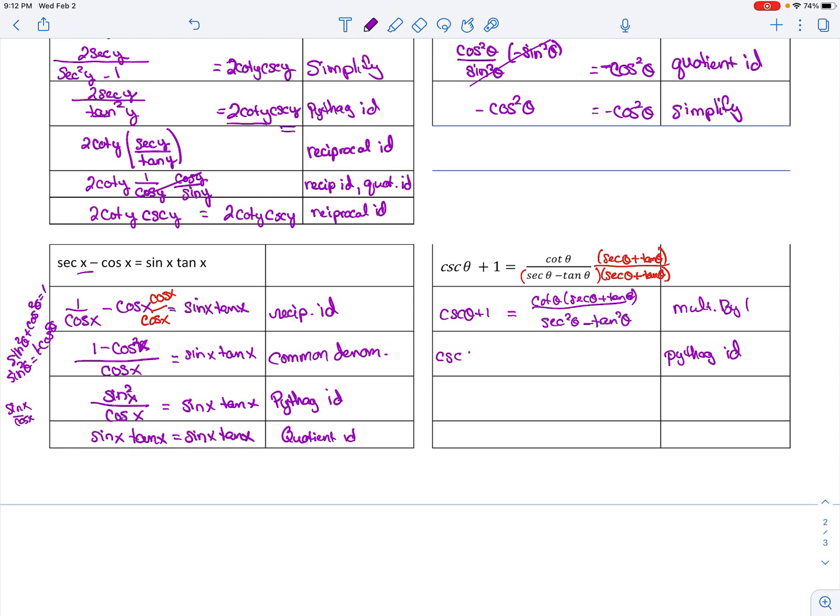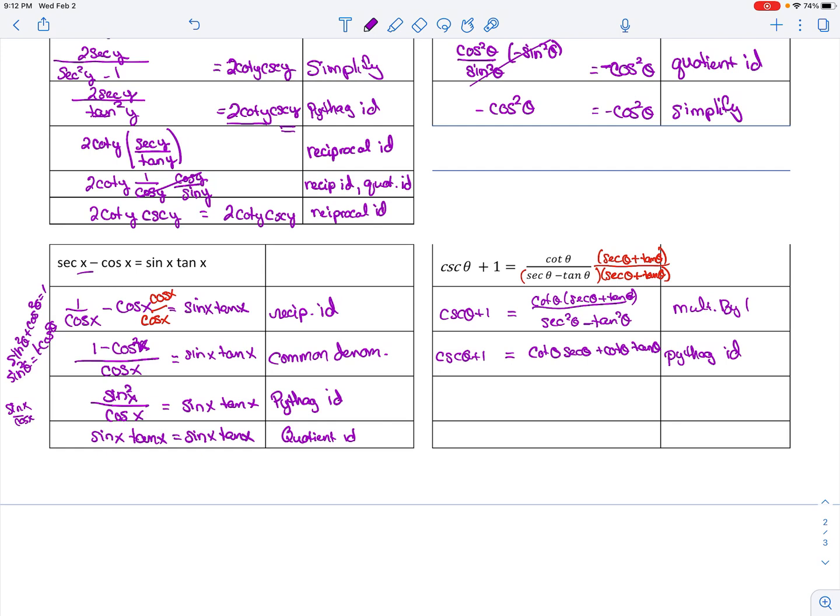So we're still trying to get a cosecant of theta plus 1, but now we've eliminated the denominator, it's plain old 1, and let's distribute our cotangent of theta times everybody. So we'll have a cotangent theta times a secant of theta plus a cotangent of theta times a tangent of theta.